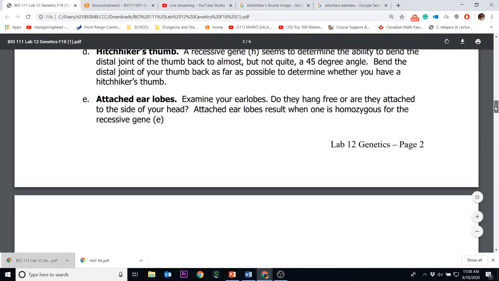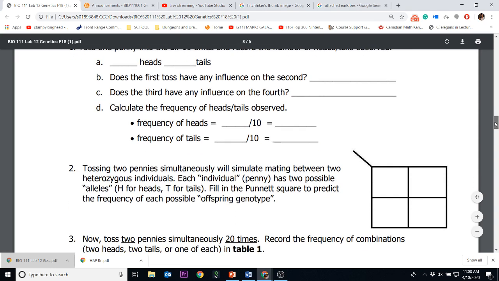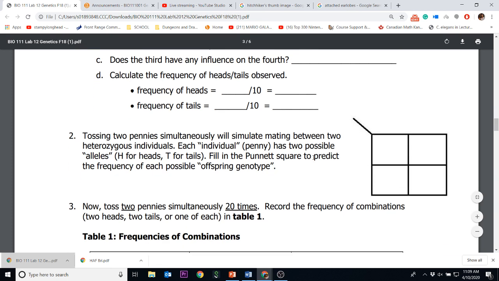Part 1 of the lab. How would the Punnett square for question 2 look? Good question, someone else asked that. Remember, for each penny you have either H or T, head or tail. So for the gamete, it will be either big H or big T here, and the same thing here, big H or big T. That's how you do your crosses, okay?